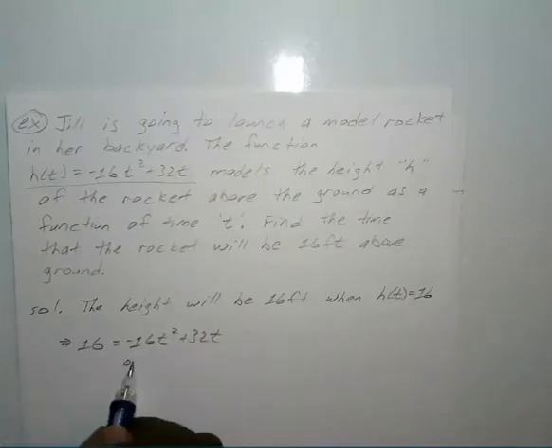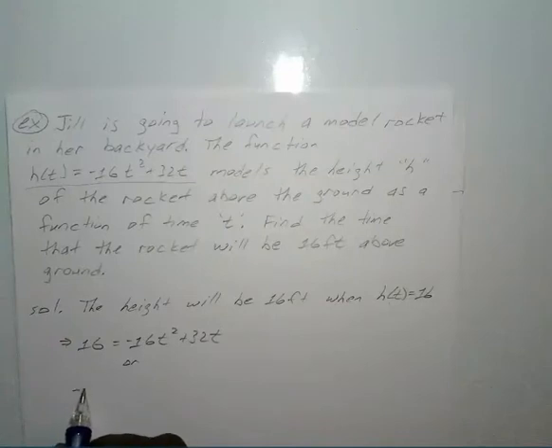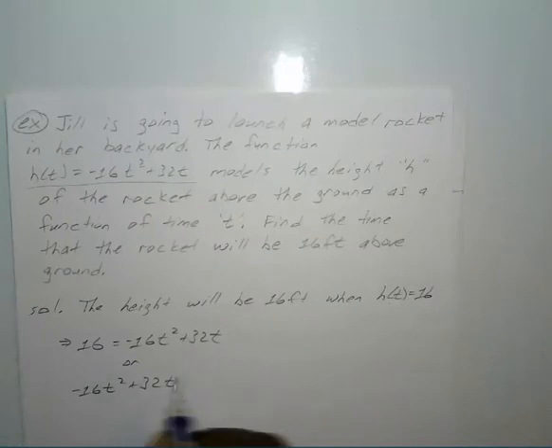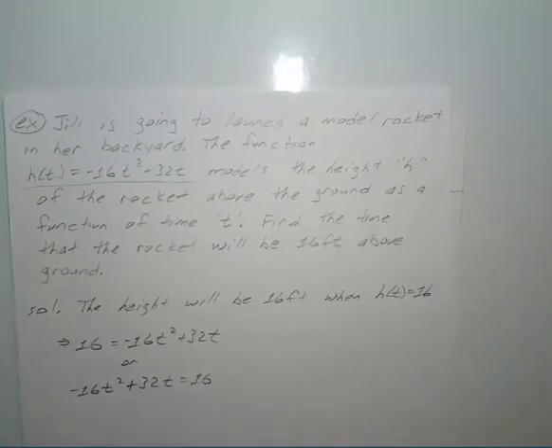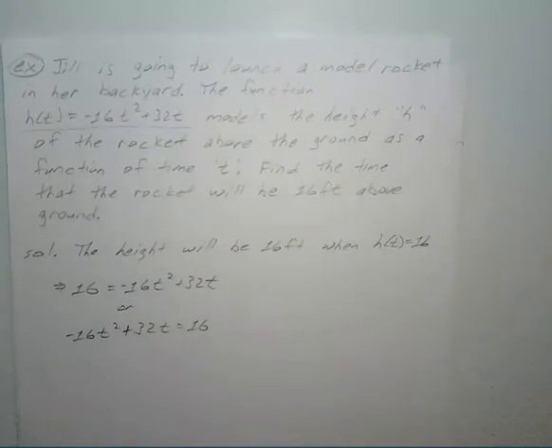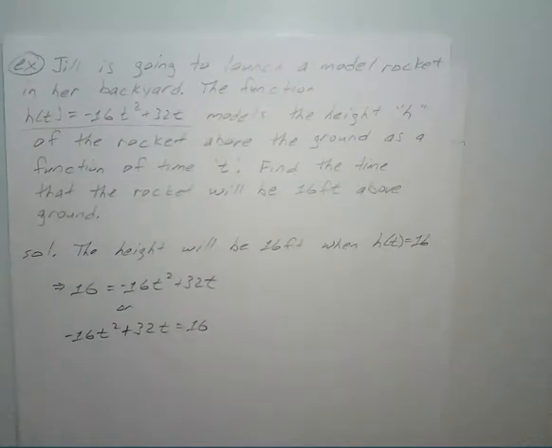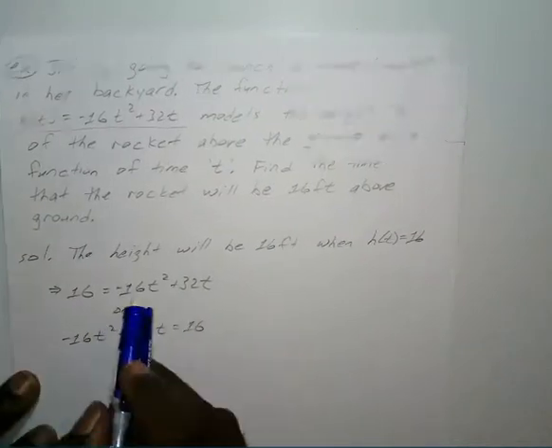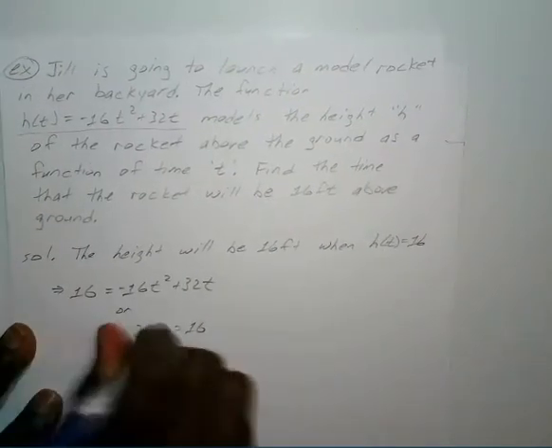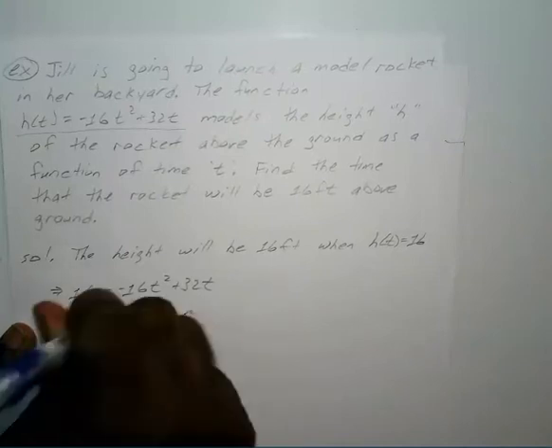Or we can switch it around. Negative 16t squared plus 32t equals 16. My little quirk is I feel better when my variables are on the left side. I have no idea why. Oh, actually, I could have left it that way because I want that to be positive, so I'm just going to add it to both sides. So actually, I could have left it that way.